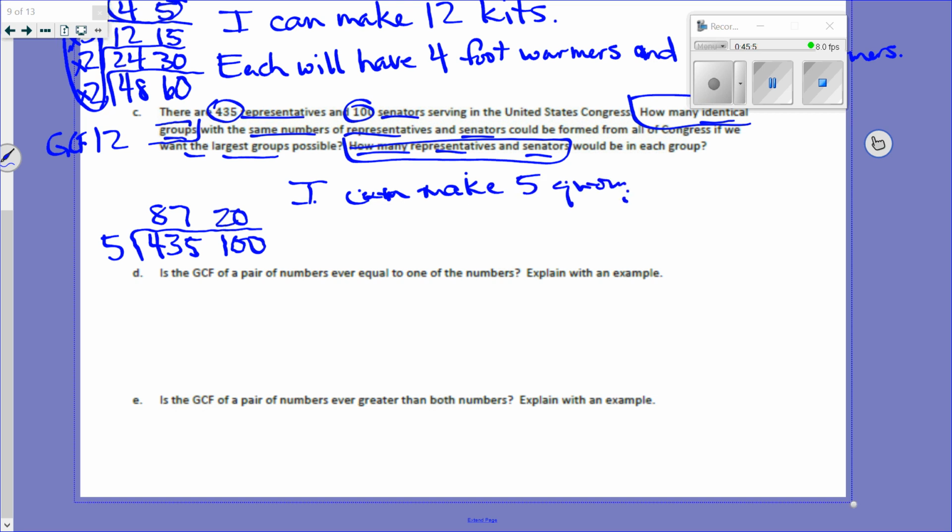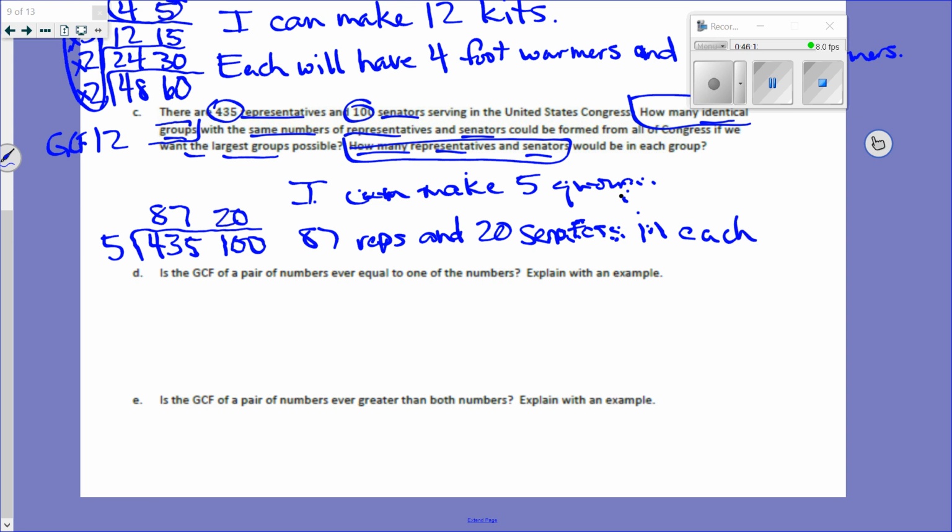How many will be in each? 87 reps and 120 senators in each group. That's literally all you've got to do, guys. Pretty simple, right? Okay, so here's some good news for you. Cross out D and E. Turn the page.